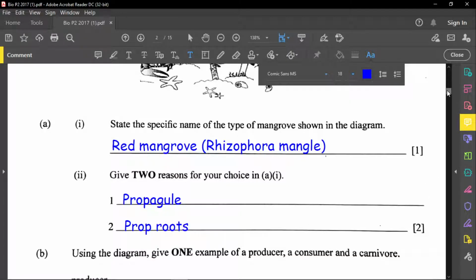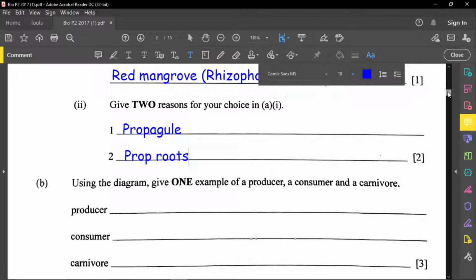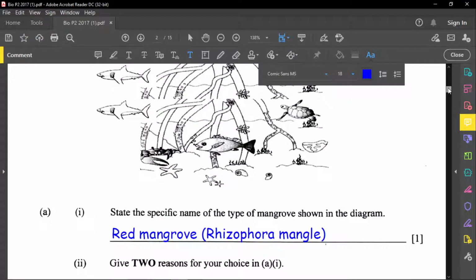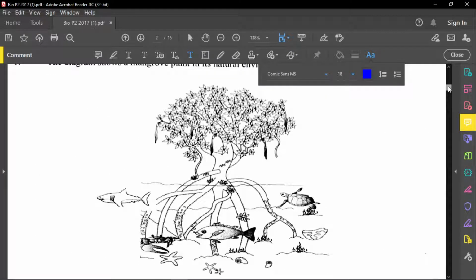Let's go to another section of the question. And it said, using the diagram, give 1 example of a producer, a consumer, and a carnivore. If you look at the diagram, look at the animals present, or the organisms present, you can identify the producer. You will see some algae. You will also see seaweed. You see a shark. You see a crab. You see a starfish. You also see a fish, a turtle. You also see a snail.